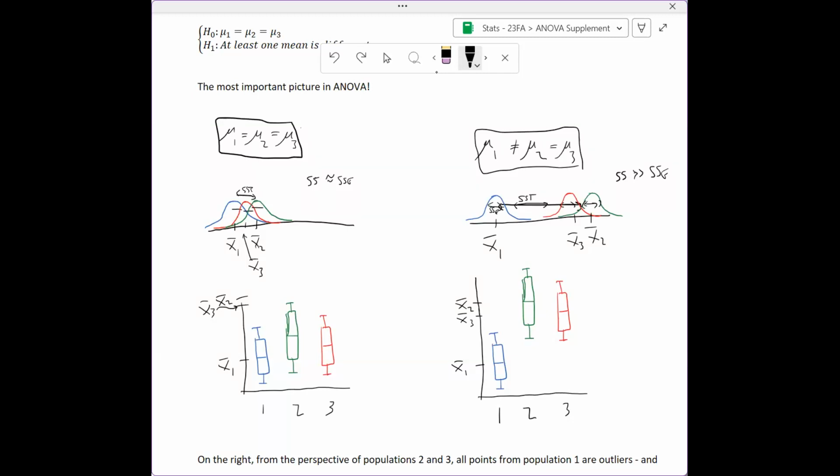We could also glob all of the data together, put all three groups into one big data set, and get an overall variance. Now, if we think of the overall variance for, say, the top left picture, the overall variance for all of the groups combined into one big data set is probably going to look more or less like the variance for any of the individual groups' sample data.